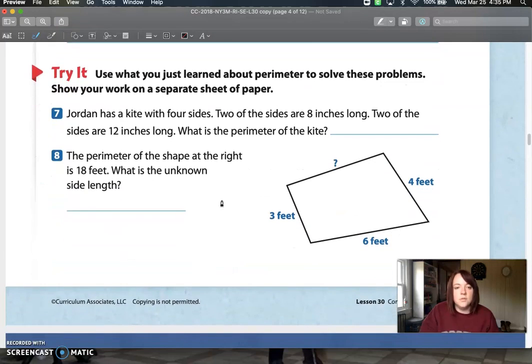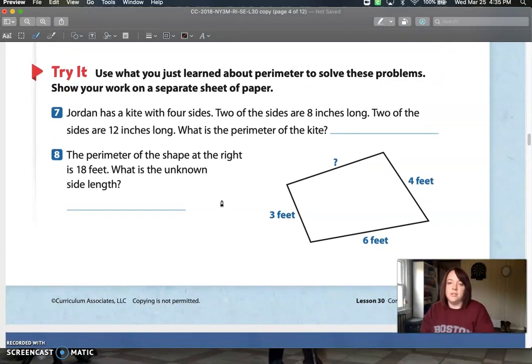Now let's look. Use what you just learned about the perimeter to solve these problems. Show your work on a separate sheet of paper if you have one, or a whiteboard, or a journal you've been keeping, anything. It says Jordan has a kite, has 4 sides. 2 of those sides are 8 inches long. 2 of the sides are 12 inches long. What is the perimeter of the kite?